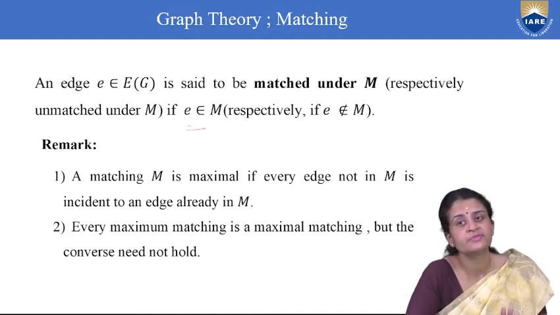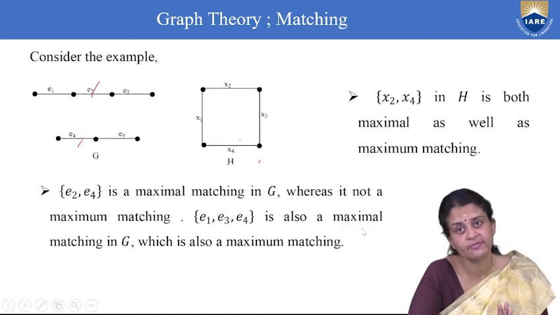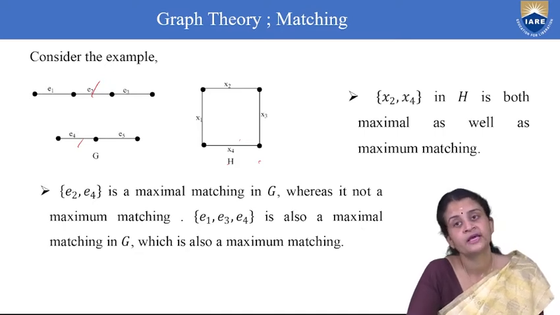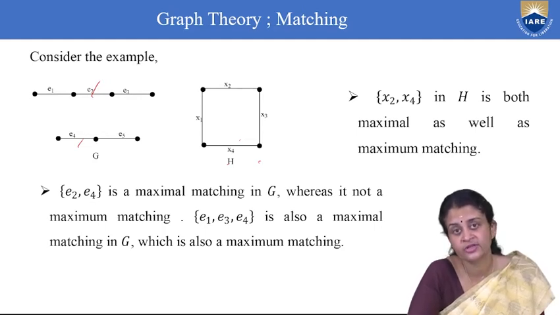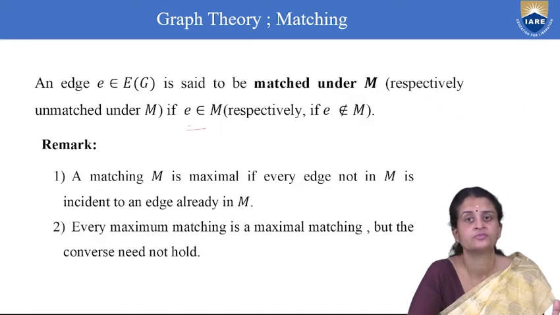Okay. Every maximum matching is a maximal matching, but the converse need not be true, because every maximal matching need not be a maximum matching. Here, we can see that E2 and E4 form a maximal matching. Are they a maximum matching? No. Because we can find another with larger cardinality, E1, E3 and E4, or even E3, E4. So E2, E4 is a maximal matching but not a maximum matching. But a maximum matching is always a maximal matching.